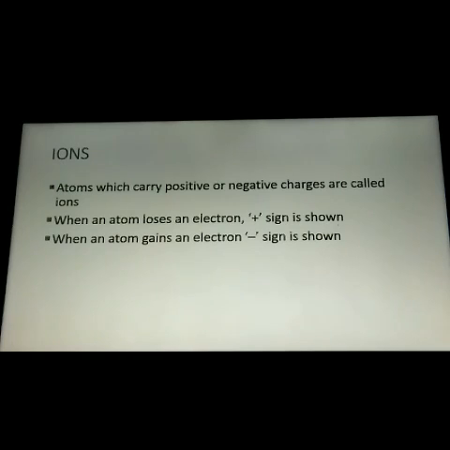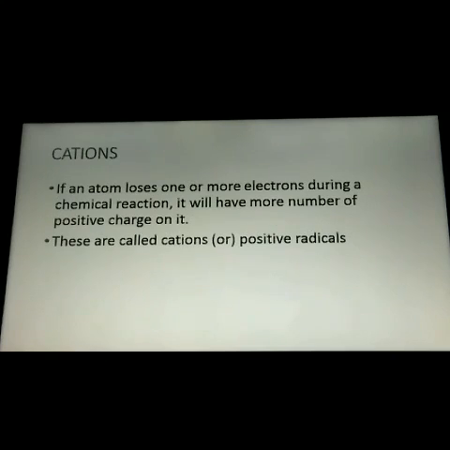So what is meant by an ion? Atoms which carry a positive or negative charge are said to be ions. When an atom loses electrons, we represent it with a plus sign, while when an atom gains electrons, we represent it with a minus or negative sign. There are 2 different types of ions. One is the cation and the second type is the anion.